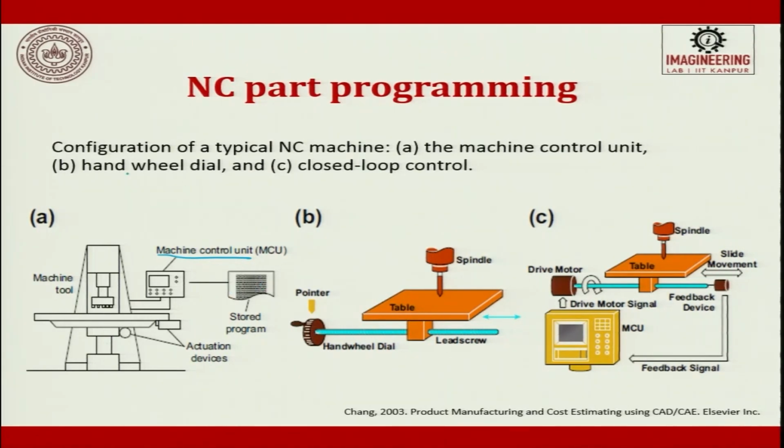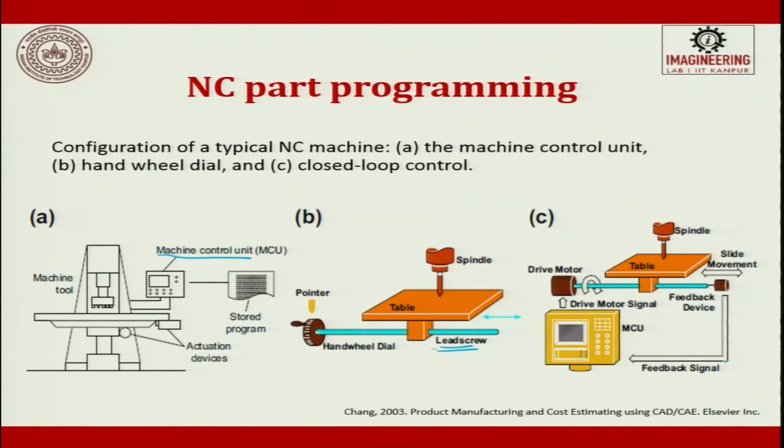If you look at a conventional hand wheel type, you have a pointer, you look at the reference of the pointer, and keep rotating the wheel. So much of advancement happens in the lead screw and the table moves up and down. You will have a spindle which you activate so that you can drill a hole or not. So this hand wheel dial is replaced in a CNC like this. You will have a drive motor. This drive motor is attached to a lead screw. The lead screw in turn is attached to a feedback device.